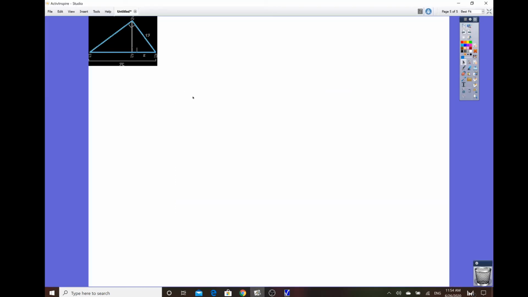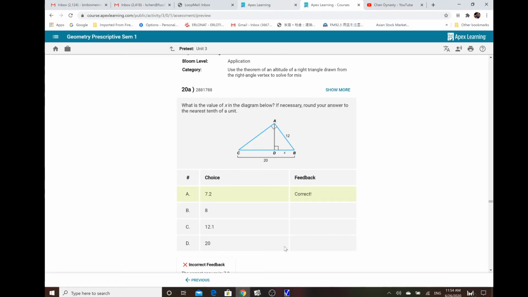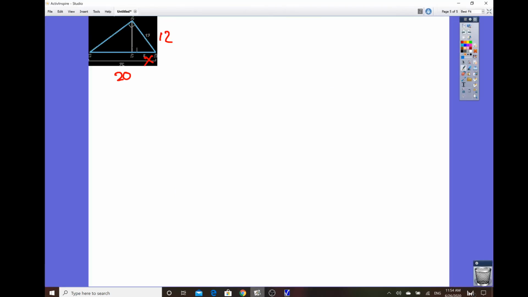So we do have x. The whole bottom base here, so that's 20, and this one is 12. So just want to make sure that this one is correct. So now, the way to set up the geometric means. Let's just set up the right triangle. We do have a small one, we do have a medium one, and we do have the largest one, which is the whole triangle here.